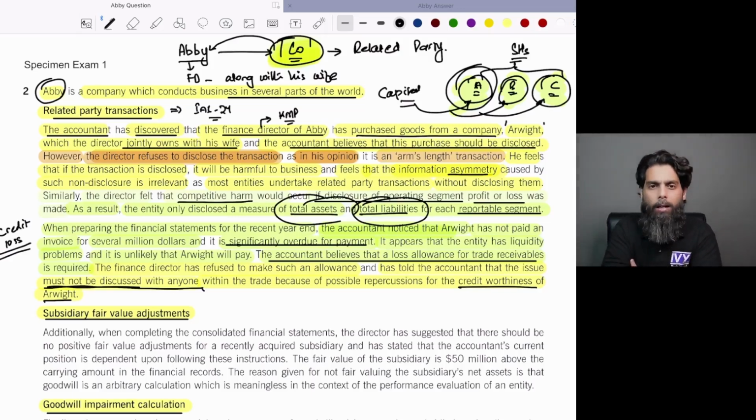Is it okay to compromise your objectivity? No, the reporting accountant will be straightforward and honest and say, this is not possible. And even if this comes at a cost of losing your job, the reporting accountant cannot compromise.